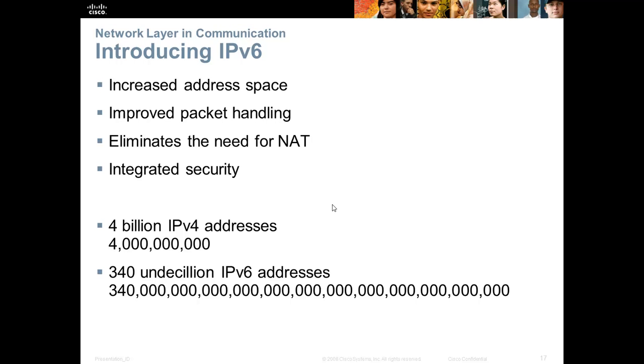With this, we have an increased address space. With IP version 4, we only had about 4 billion IP addresses. Well, with IP version 6, we have 340 undecillion addresses, or 340 trillion trillion trillion, as some people like to say. This should be more than enough addresses to last us a lifetime. It does eliminate the need for NAT, and does offer some integrated security with IPsec. We'll talk more about IPv6 in detail in Chapter 9.